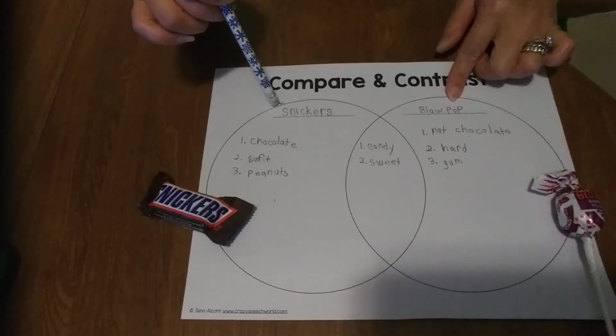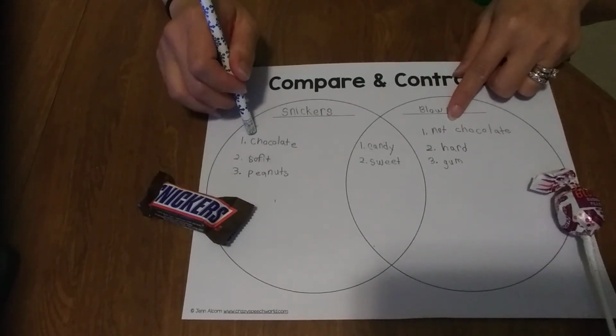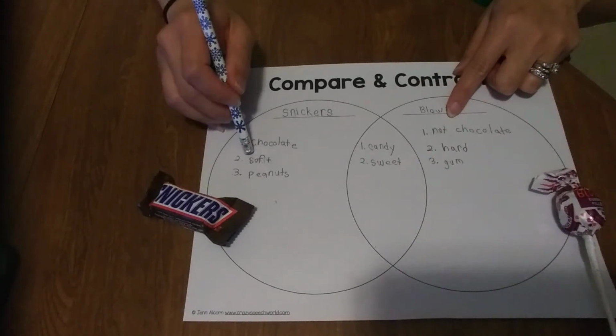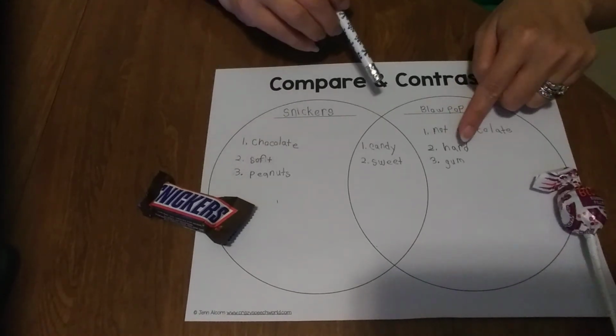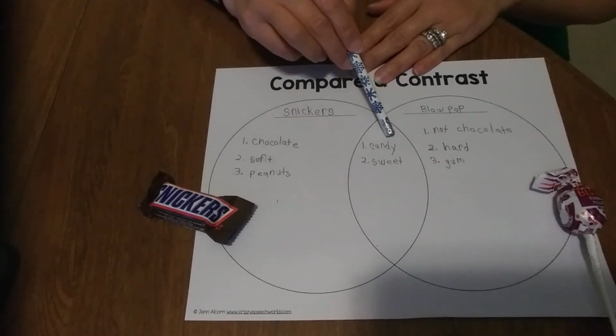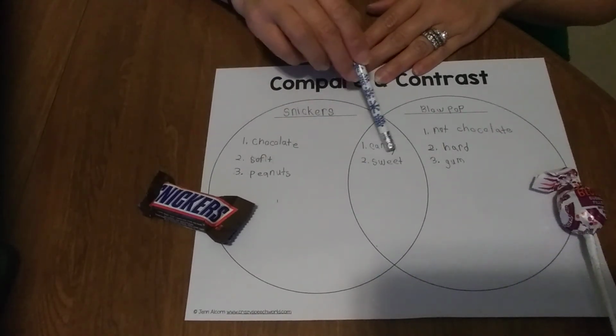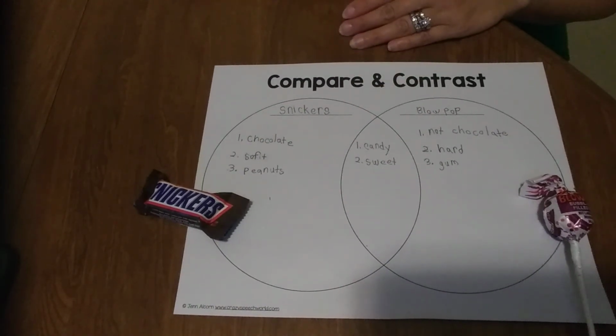So the Snickers and Blow Pop are different because the Snickers is chocolate, the Blow Pop is not chocolate. The Snickers is soft, the Blow Pop is hard. The Snickers has peanuts and the Blow Pop has gum. They are the same because they are both candy and they are both sweet. So that is how we compare and contrast two things.